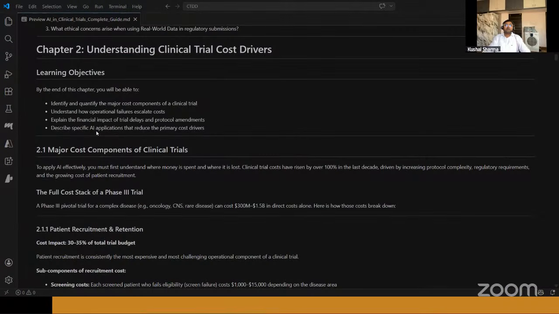So, for the clinical trial cost drivers, in this chapter we will try to identify and quantify the major cost components of a clinical trial, understand how operational failures escalate costs, explain the financial impact of trial delays and protocol amendments, and describe specific AI applications that reduce primary cost. Yes, so we will be covering these parts.